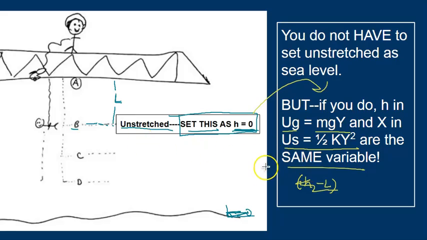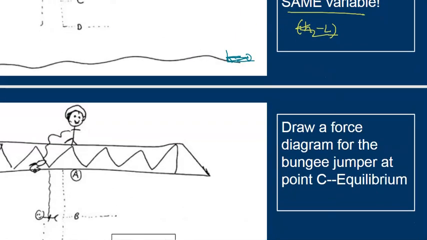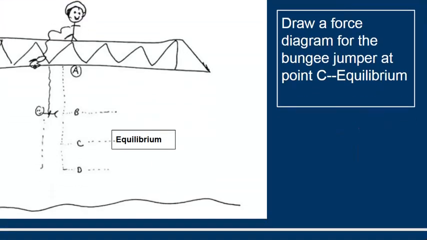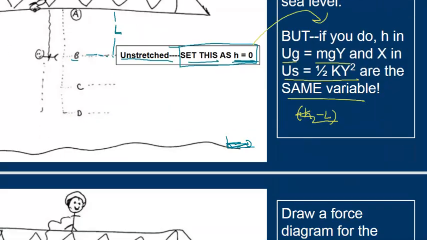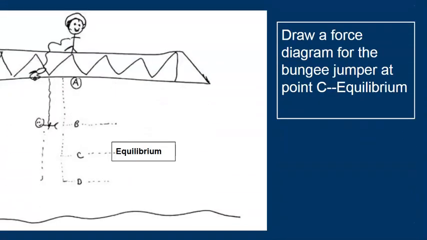So you may set sea level to wherever you want. It's not going to be mathematically wrong, but in your algebra, you're going to have more terms. Okay, so I highly recommend you set unstretched to sea level. All right. Oh, I didn't go through the rest of the points. So then first there's unstretched. C we're going to see is equilibrium, and D is your bottom turnaround point. So if you want to, pause the video and mark all those points. Okay, so we're going to look at point E, which is equilibrium.